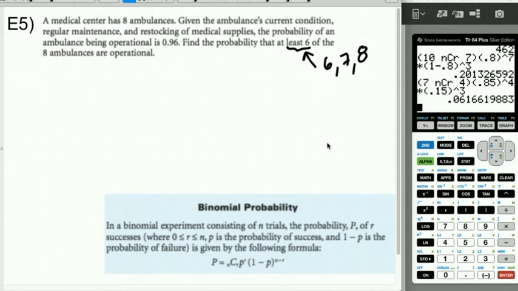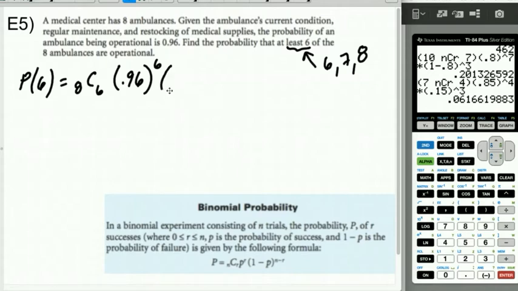So basically, I'm going to find 3 probabilities here. I'm going to find the probability of 6, the probability that 7 are good, and the probability that all 8 are good, and then I'm going to add those probabilities. So the probability that 6 of them are good is going to be 8 choose 6 times the 96% to the 6 that are functional, and the 0.04, because that's what 1 minus 96% would be, for the 2 that aren't.